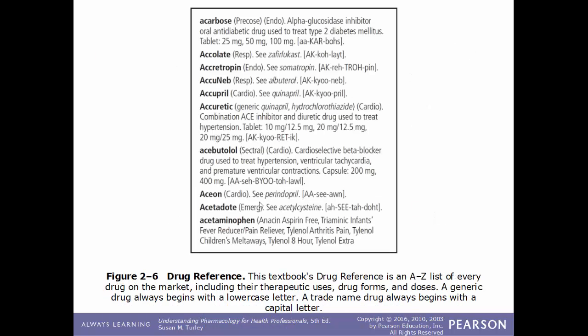Alright, in this image we have a brief list of drug references. Now when you see a list like this, you see a drug's therapeutic use, the drug forms that it comes in, and doses. And we see names of drugs like this. The generic name always begins with a lowercase letter, and the trade name, the brand name, always begins with a capital letter. For example, the trade name Accuneb starts with a capital A. That's how that would be sold and marketed to doctors and to patients. The generic of that is albuterol, identified by the lowercase a. So one's the generic name, one's the brand name.